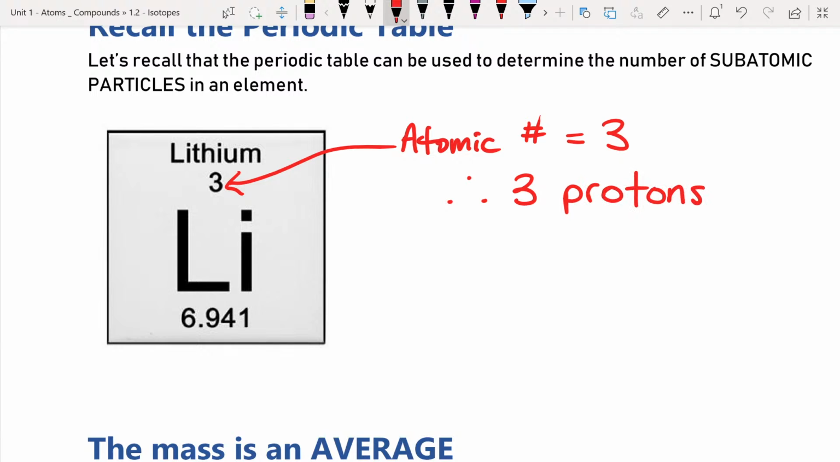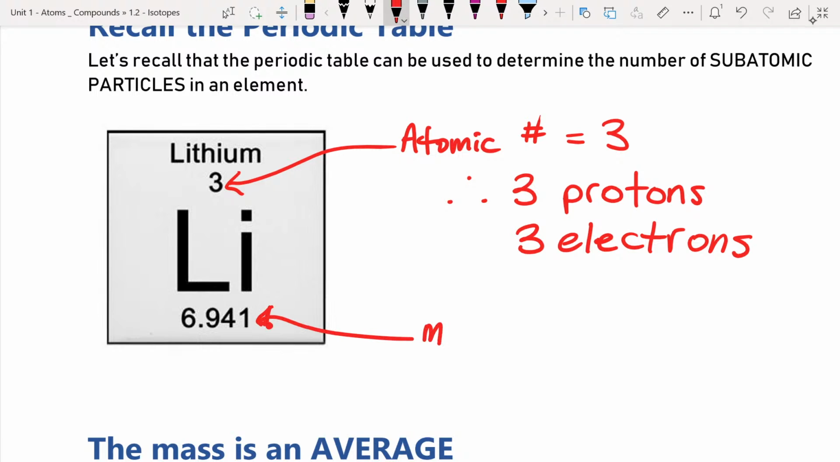What else can you tell me based on that? 3 electrons. Good. Again, it can gain or lose electrons. It would then become an ion, but a neutral lithium atom is going to have 3 protons and 3 electrons. There's always as many positive charges as negative charges in a neutral atom. What is this 6.941, and what's it telling me? The atomic mass. Very good. This is what we call the mass number, the average atomic mass.